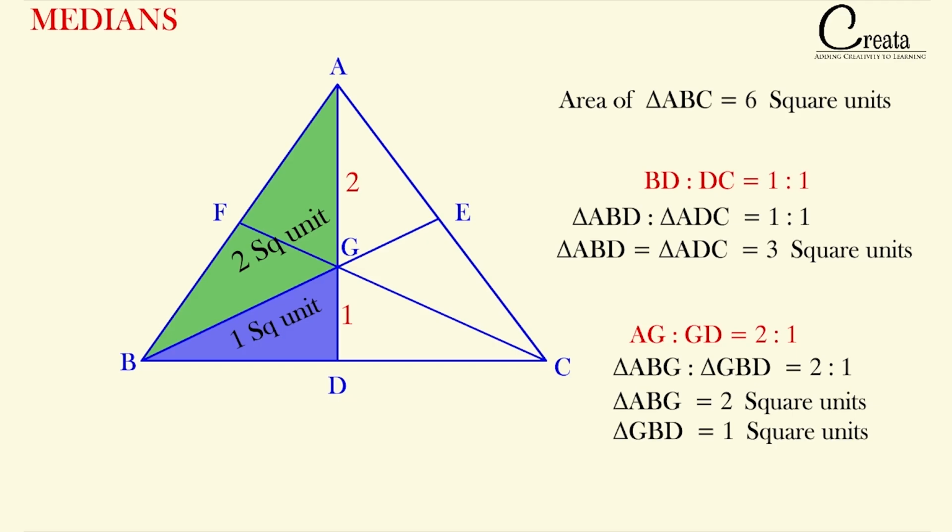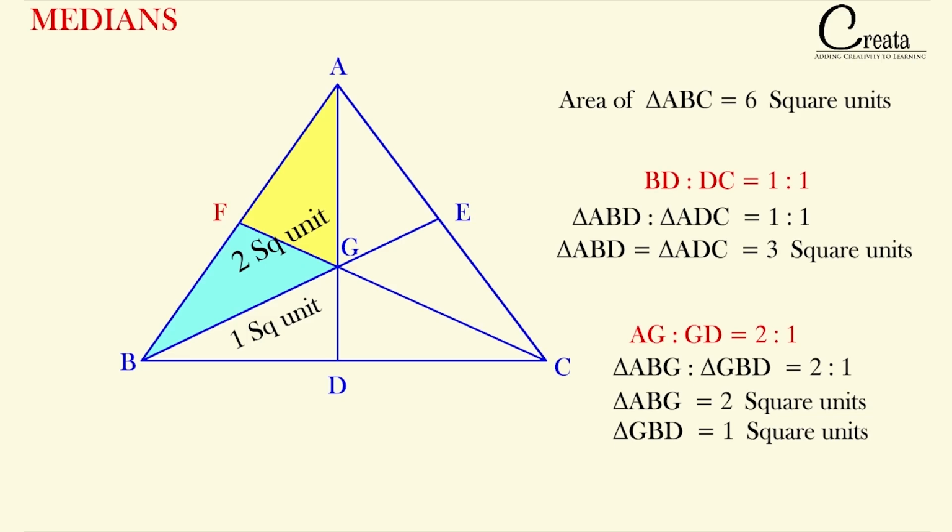Okay, got it? Further, if we take these two triangles, that is AFG and triangle BFG, the area of this complete triangle, that is ABG, is 2 square units, and we know CF is the median, that is F is the midpoint.